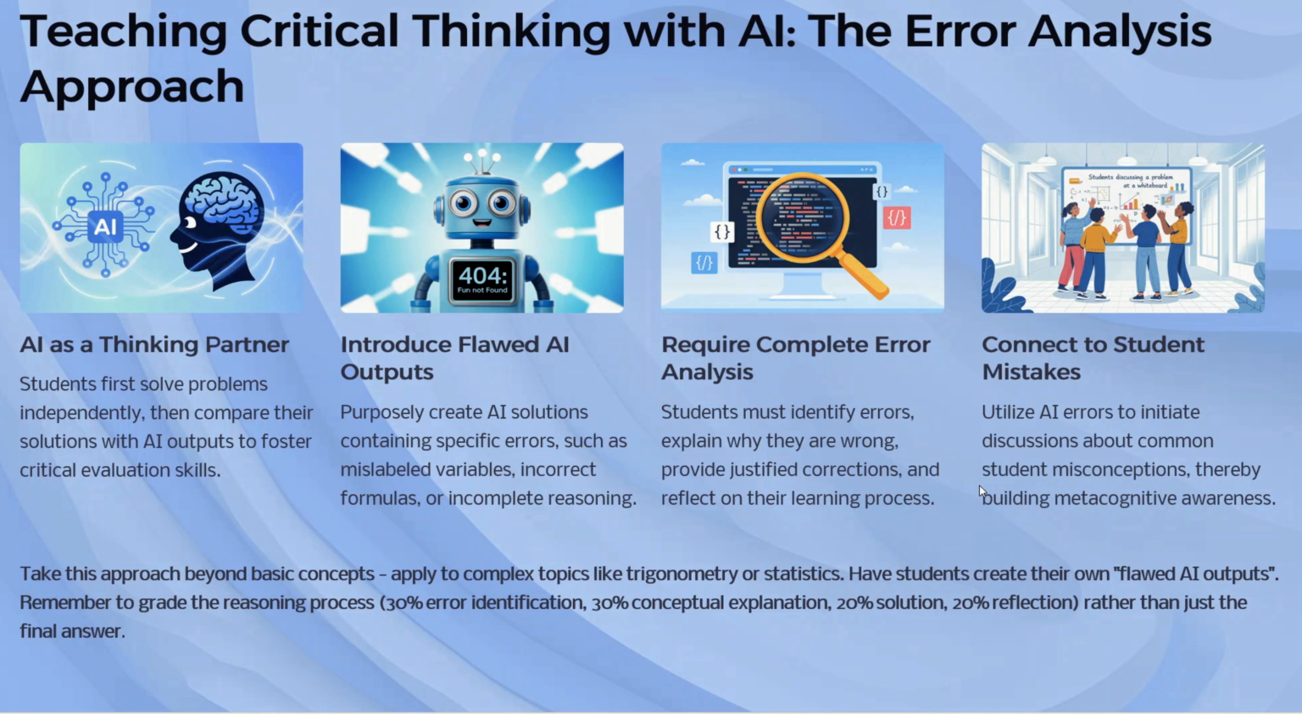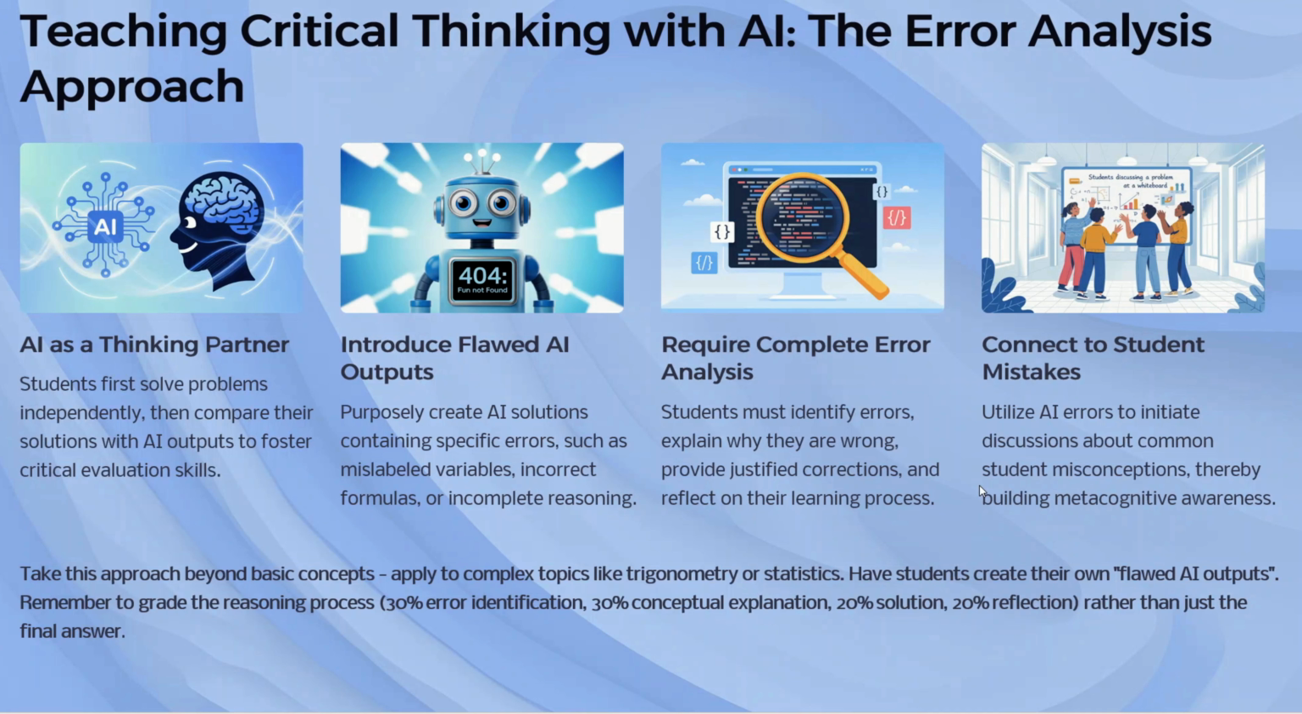Step three: require full error breakdowns and not just corrections. Ask for things like a labeled copy of the error, a written explanation of why it's wrong, a corrected version with full justification, a short reflection asking, what misconception does this reveal? Now we're assessing conceptual understanding, not just procedures.